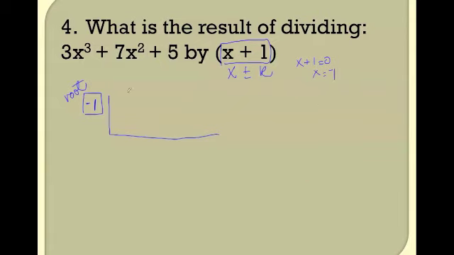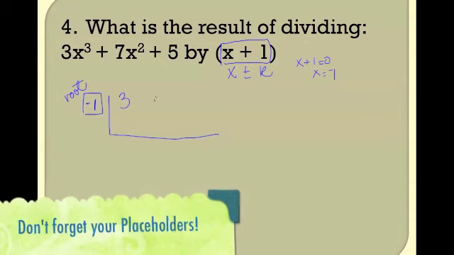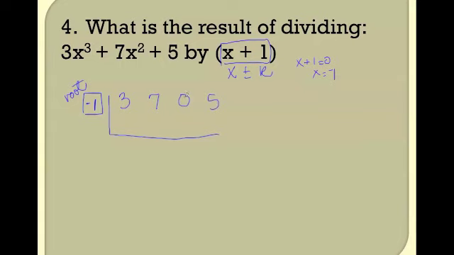And across here I have 3, 7, 0, and 5. And the reason I have to put this little 0 in here is that I don't have an x term, and so the 0 has to be in there as a placeholder. So bring my 3 down, multiply to start. -1 times 3 is -3. Then add, then multiply.